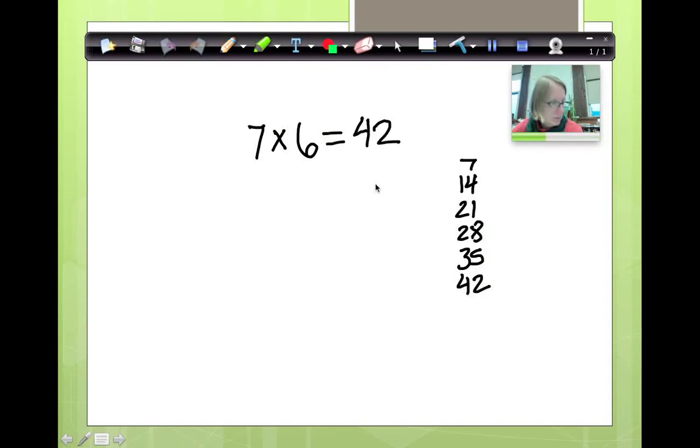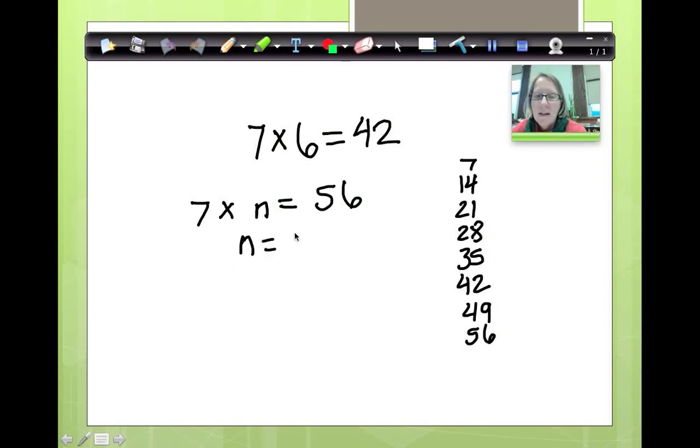Now, if I put a letter in here, then what do we have? What if I make it 7 times an n, or a number we don't know, equals 56? How would you find that out? Well, we don't know how many times. We got to skip count till we get to 56. Well, we're already to 42. So 7, 14, 21, 28, 35, 42, 49, 56. Okay, so how many 7s did I need to count? 1, 2, 3, 4, 5, 6, 7, 8. So n is going to equal 8.